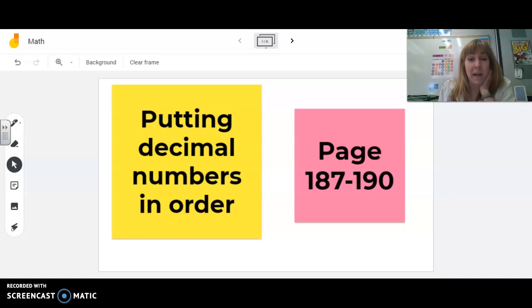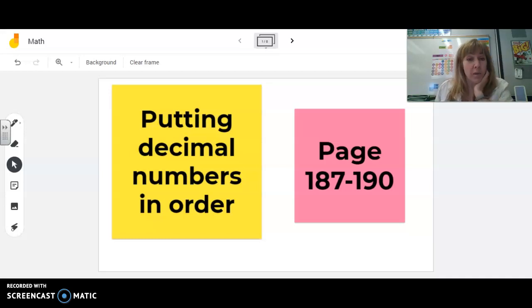Hi guys. Today in math I'm using something new called Jamboard. So it's on the screen in front of me that you can see, and I'm also writing on an iPad. So if you see me looking down, that's what I'm doing.